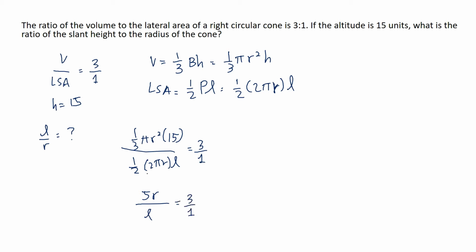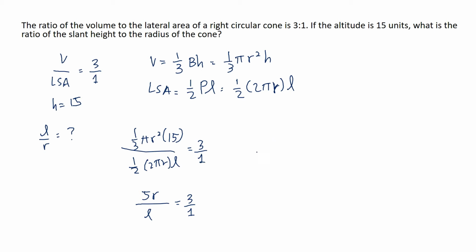15 divided by 3, that's 5. Okay? Then, pi over pi, the pi's cancel. R squared divided by R, only R remains in the numerator. At the bottom, 2 divided by 2 is 1. The pi's cancel, and the R also cancels. So, only slant height remains in your denominator.